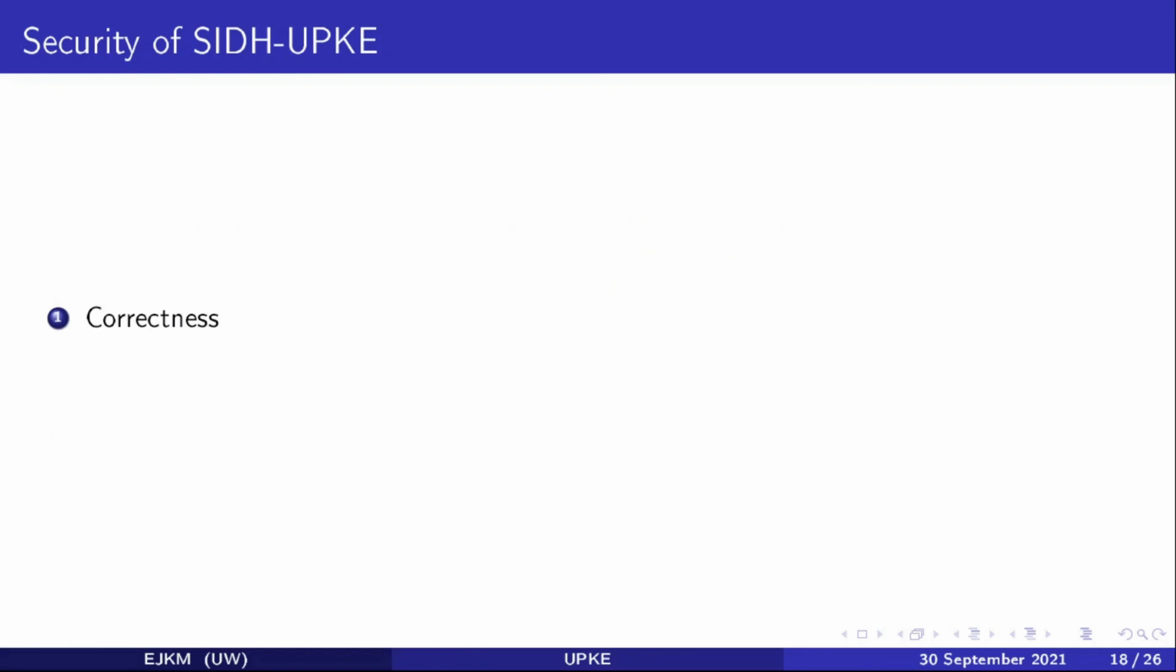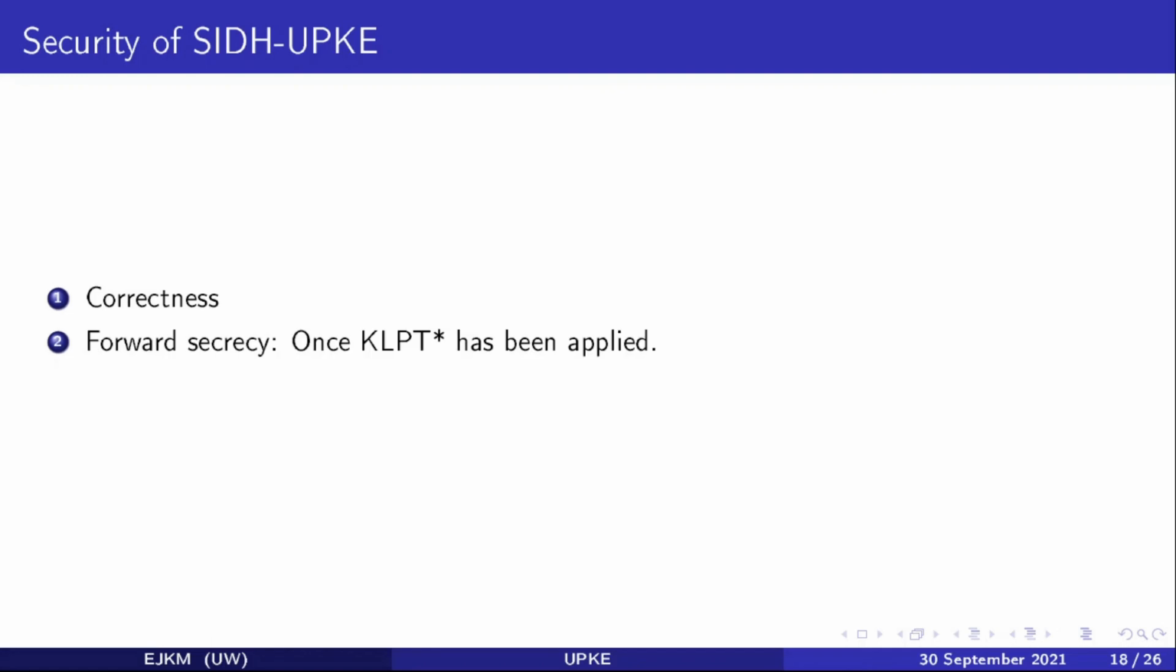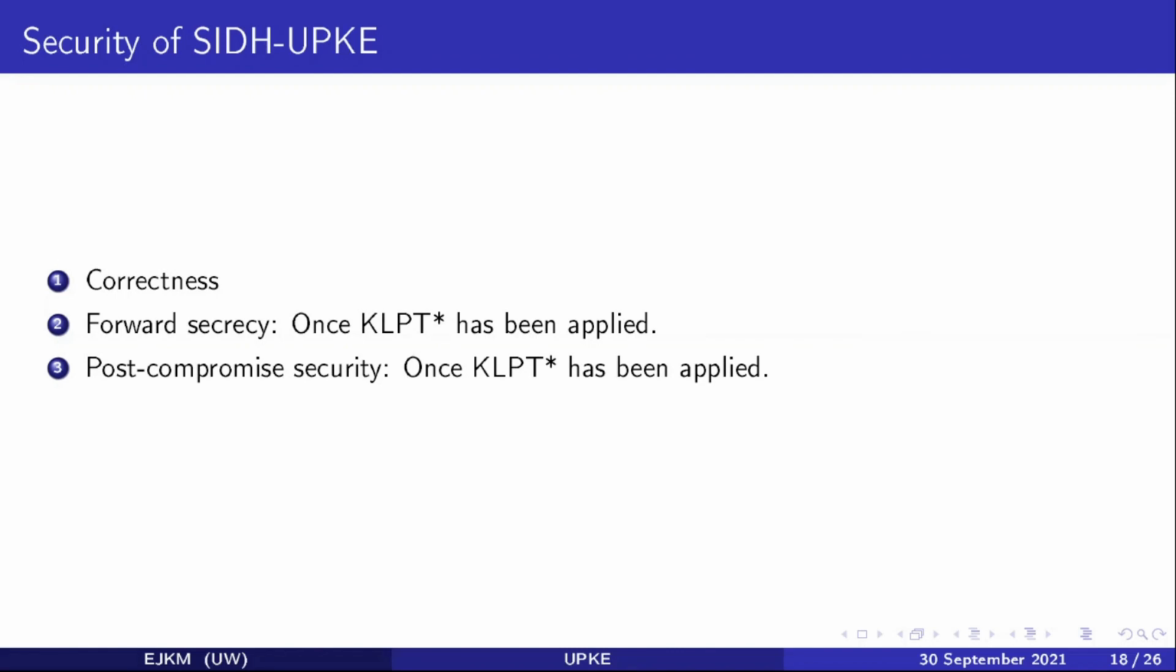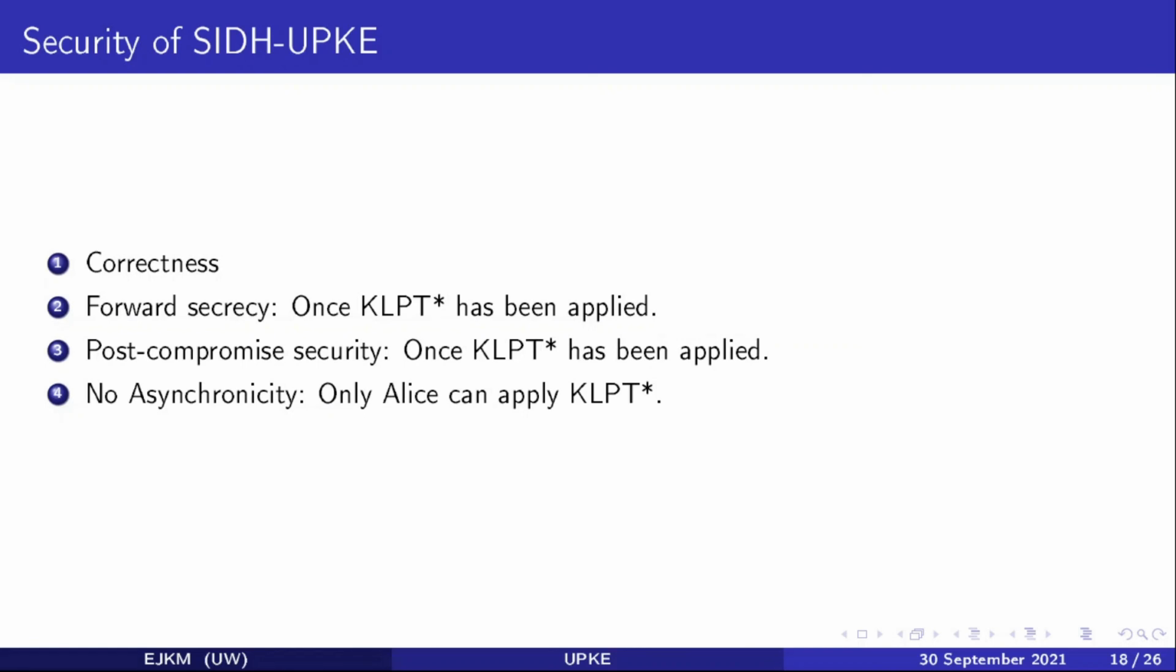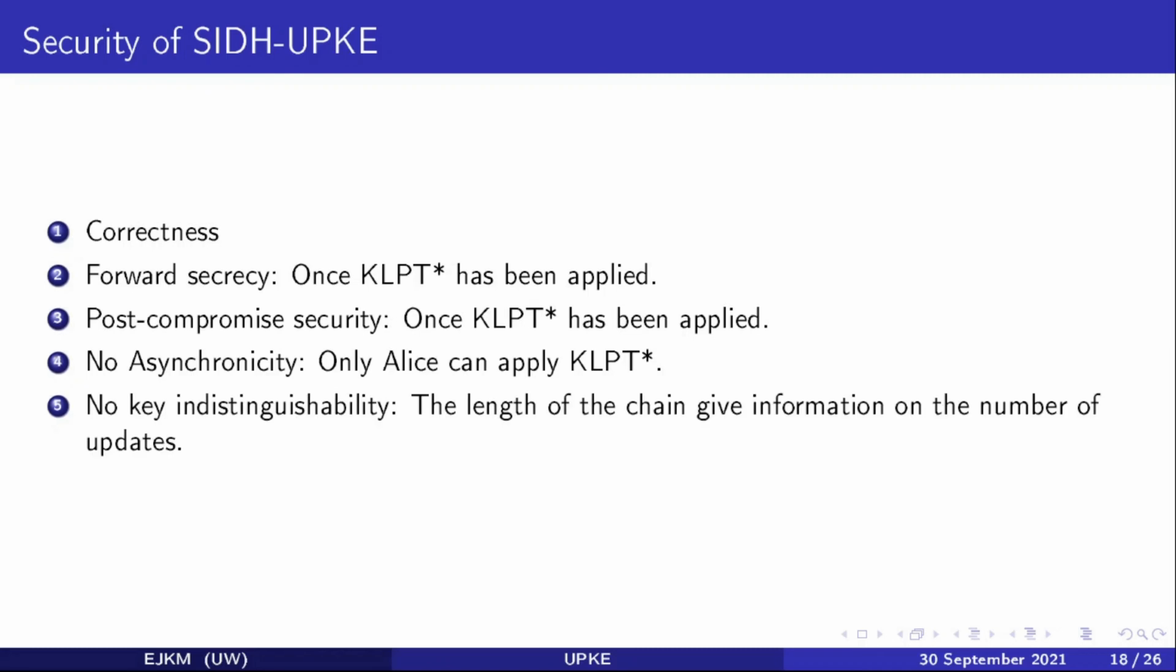When it comes to the 5 properties that we wanted a UPK scheme to respect, this SIDH scheme has the correctness property. It also has both the forward secrecy and the cross-compromise security properties once KLPT star has been applied. However, since KLPT star needs to be applied, we do not have asynchronicity. Also, for now, we do not have key indistinguishability because the length of the chain gives information on the number of updates.